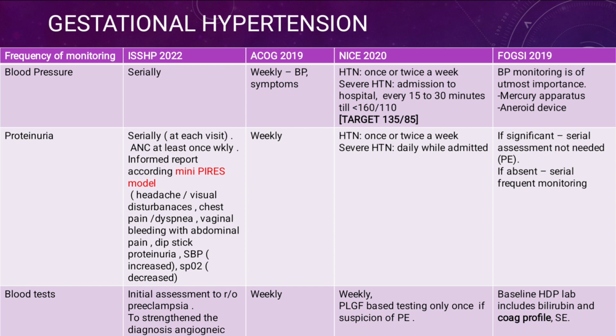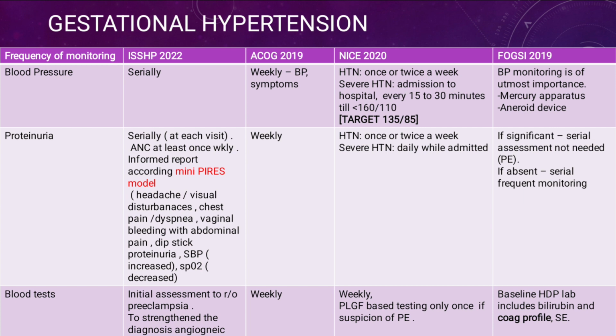Then the diagnosis of gestational hypertension. Monitoring: how do we monitor? Frequency of monitoring for gestational hypertension. Blood pressure has to be measured serially. As per ACOG, weekly BP monitoring, every antenatal visit, once or twice a week; if severe, admission to hospital. NICE 2022: once or twice a week.